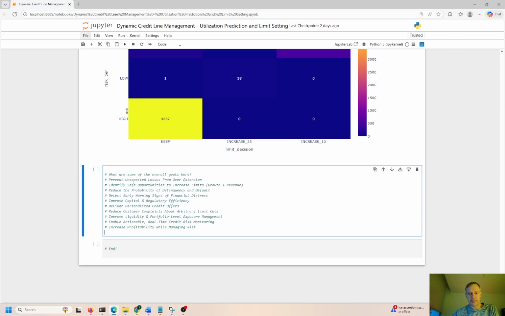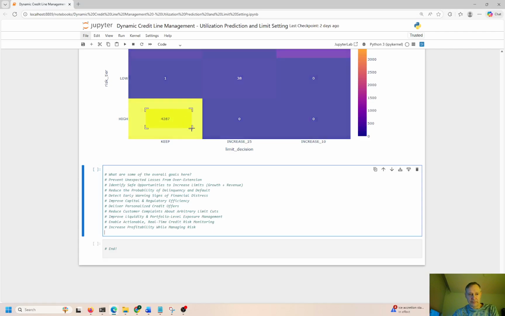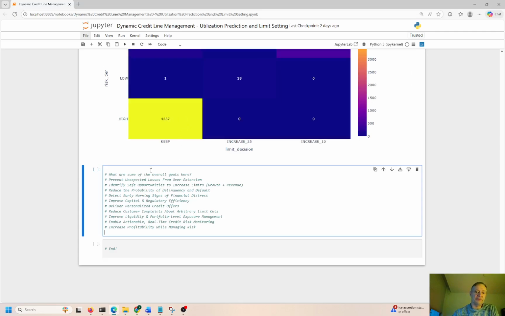So you just keep these people that have high risk, keep them at the same risk tier, right? Don't increase the limit. That's what we see here. Prevent unexpected losses from overextension of credit. Identify safe opportunities to increase limit. We saw that from the low risk tier. We increased the limit for 38 people. Detect early warning signs of financial distress. Reduce probability of delinquency and defaults. Improve capital and regulatory efficiency. Deliver personalized credit offers. Reduce customer complaints about arbitrary limits or cuts.